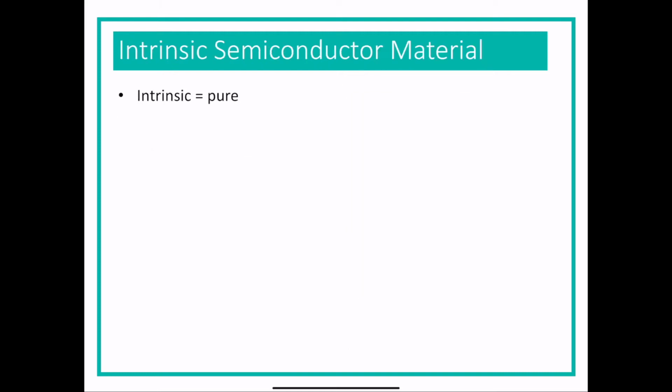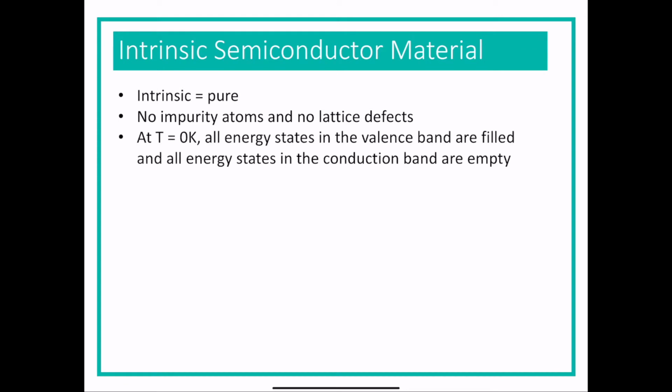We're going to talk about intrinsic semiconductor material. Pure, no impurity atoms, no lattice defects, and at absolute zero, all the energy states in the valence band are filled and all the energy states in the conduction band are empty. So that's the condition at 0 K.